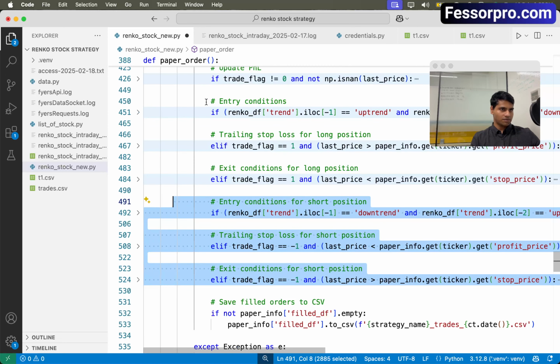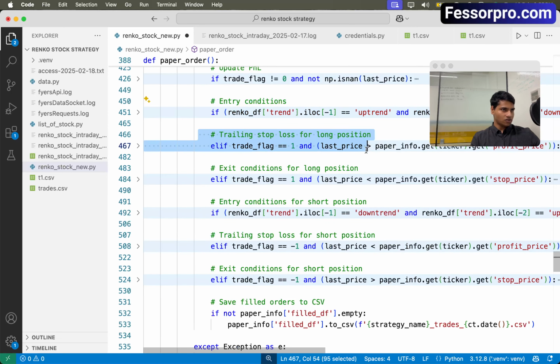See, I'll just select. This is my entry condition. This is my trailing stop for the long position. This is my exit condition for the long position. Similarly, I have the entry condition for the short position, the trailing stop loss for the short position, and the exit condition for the short position.